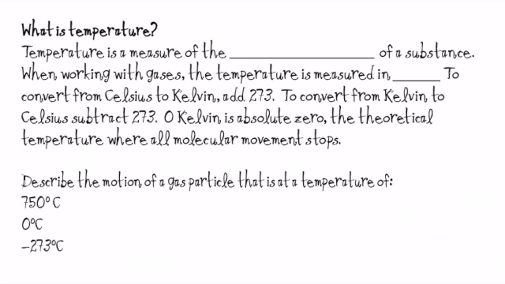What is temperature? Temperature is a measure of the average kinetic energy of a substance. When working with gases, the temperature is measured in Kelvin. To convert from Celsius to Kelvin, add 273. To convert from Kelvin to Celsius, subtract 273. 0 Kelvin is absolute zero, the theoretical temperature where all molecular movement stops. Describe the motion of a gas particle that is at a temperature of 750 degrees Celsius.